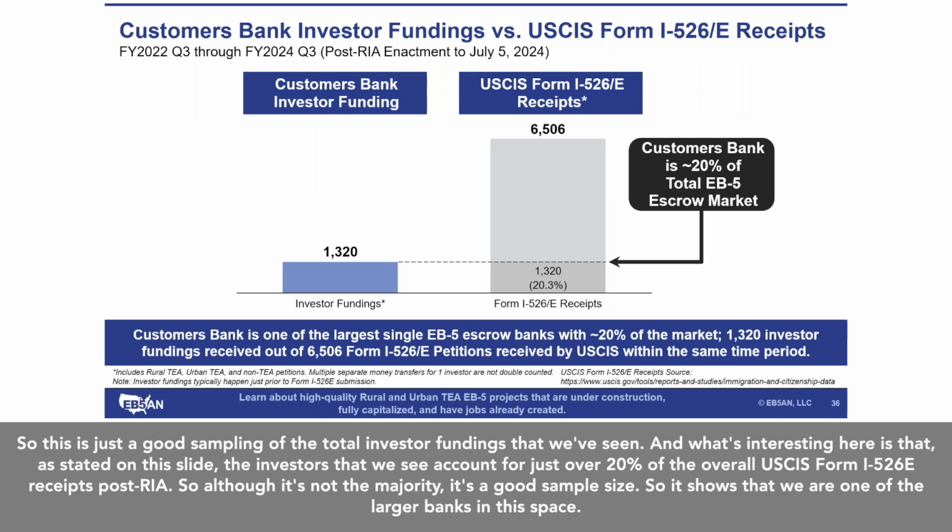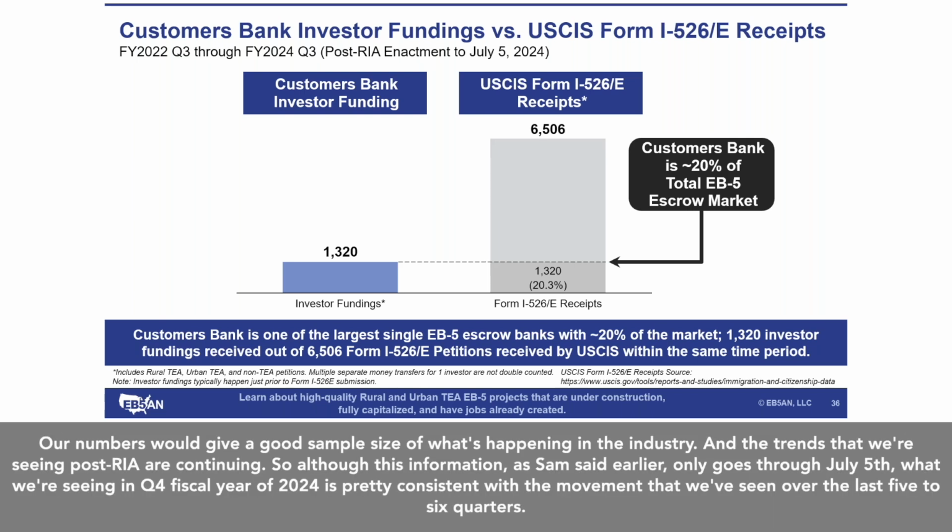So this is just a good sampling of the total investor fundings that we've seen. And what's interesting here is that, as stated on the slide, the investors that we see account for just over 20% of the overall USCIS Form I-526E receipts post-RIA. So although it's not the majority, it's a good sample size. So it shows that we are one of the larger banks in this space. Our numbers would give a good sample size of what's happening in the industry. And the trends that we're seeing post-RIA are continuing.